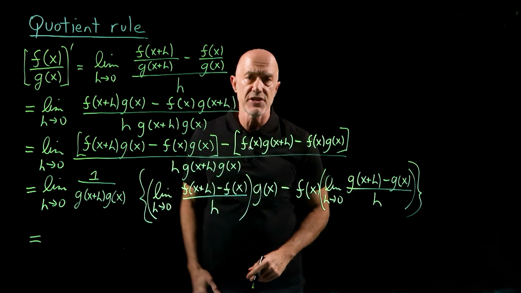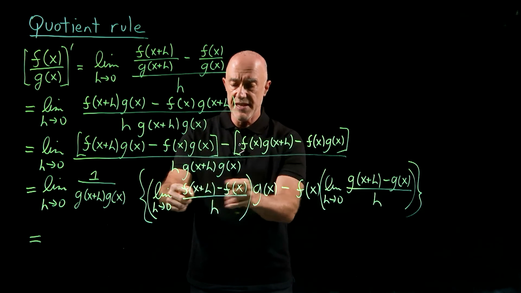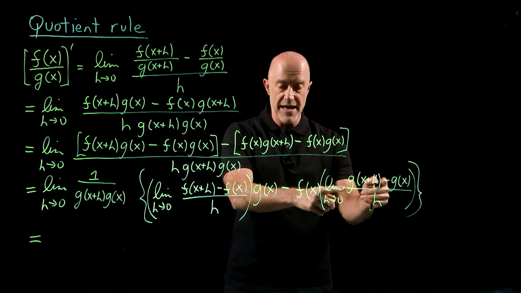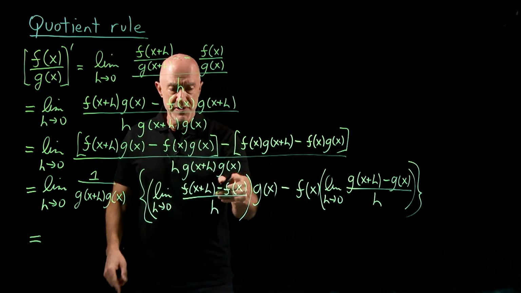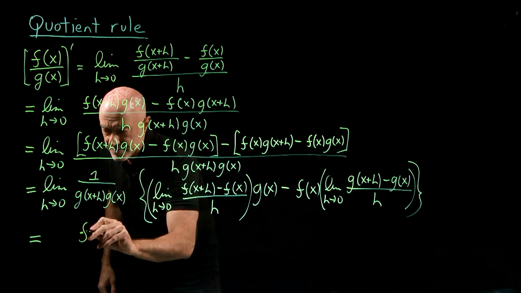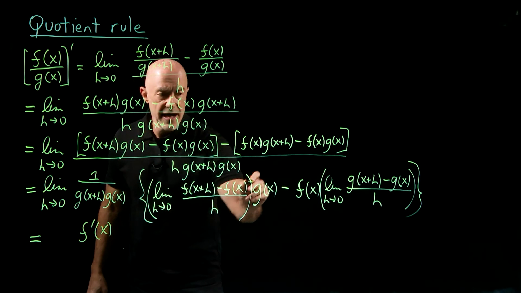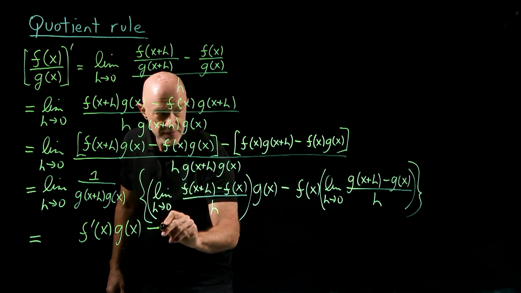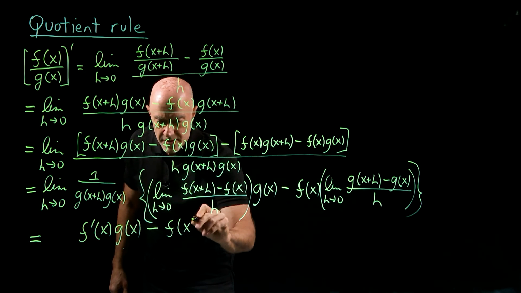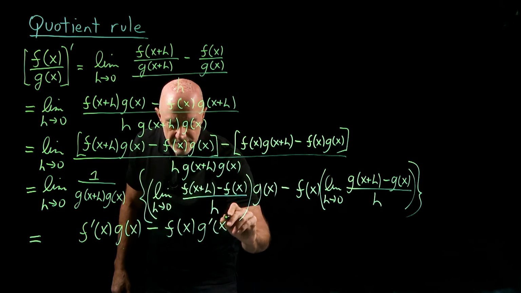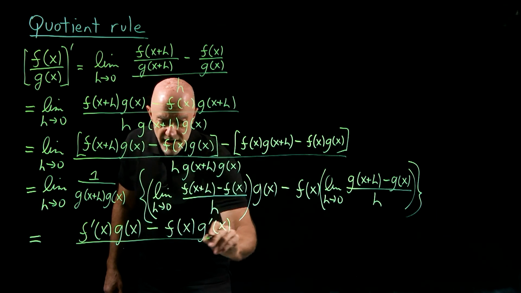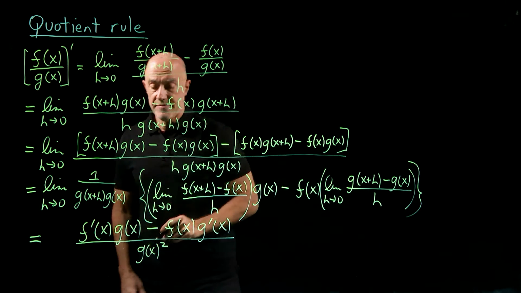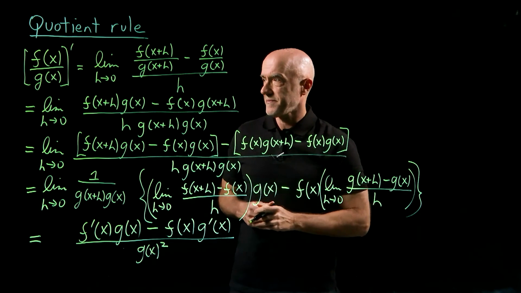We can just set h equal to 0. The difference in f divided by h becomes f prime. And the difference in g divided by h becomes g prime. So this becomes f prime of x times g of x, and then minus f of x times g prime of x, all divided by g of x squared. And that's the quotient rule.